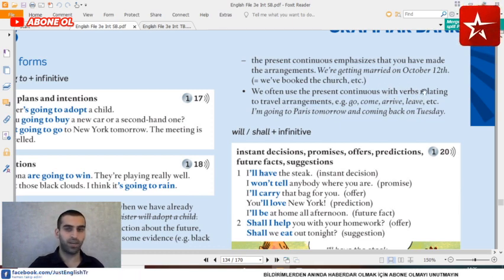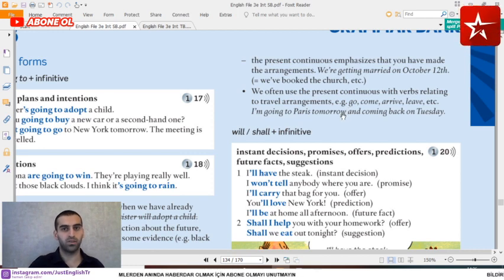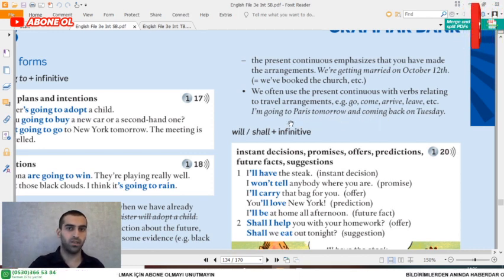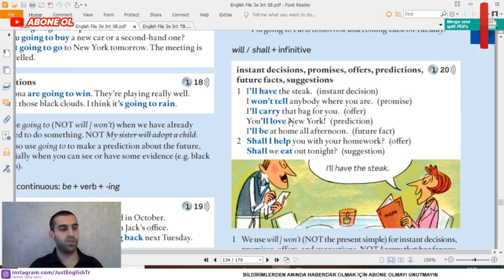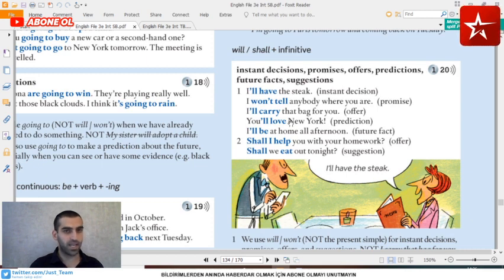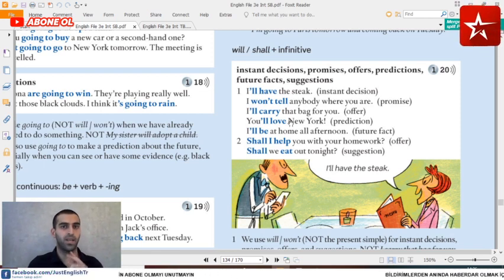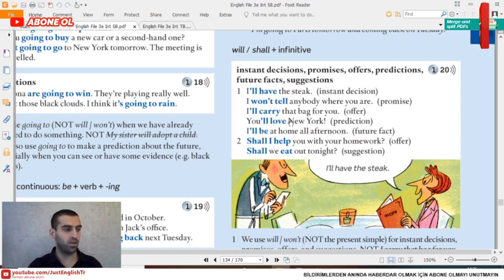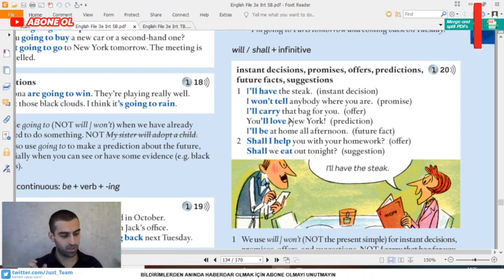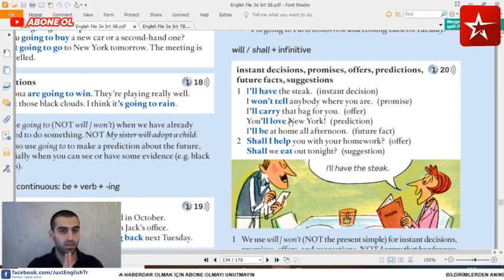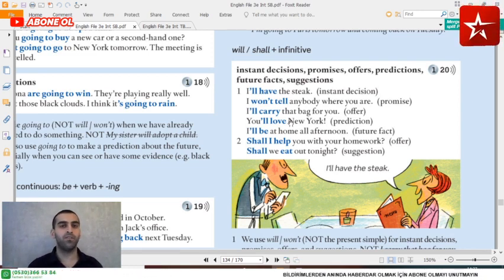Also, we have verbs here: go, come, arrive, leave. For example, I'm going to Paris tomorrow and coming back on Tuesday. All right, the next one, the third rule about the future forms, is will and shall. We have already learned be going to and present continuous for future arrangements, and it's time to learn about will and shall plus infinitive to talk about future things. Why do we use will and why do we use shall?